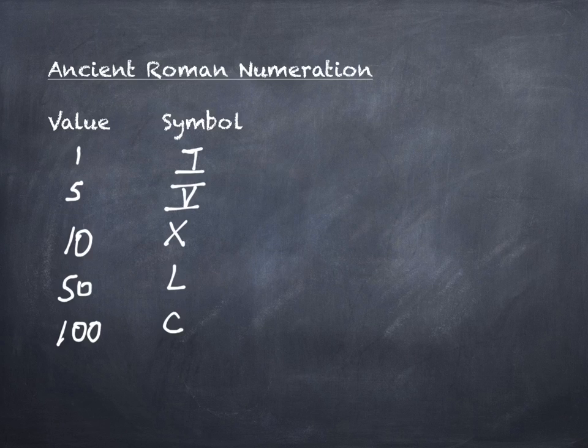We're going to get to M eventually. We just aren't there yet. What's next in terms of the value? 500. You got it. 500 is a D. And there's exactly one more symbol for 1,000. And Alice, this is your M for 1,000.